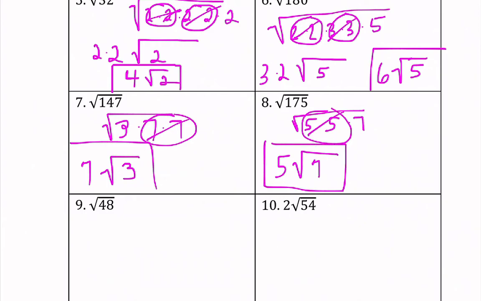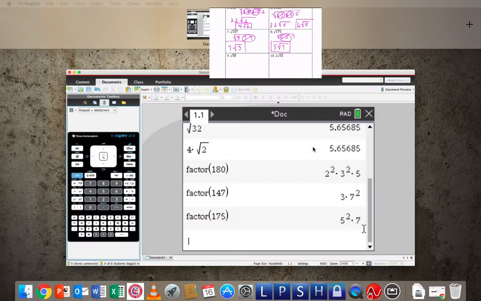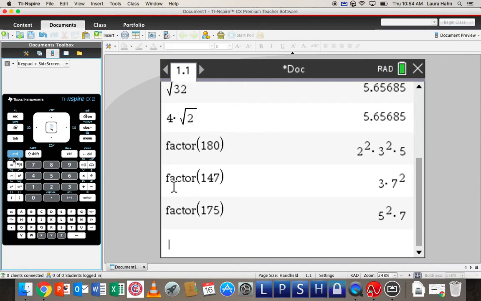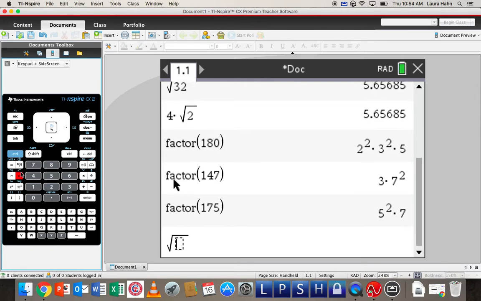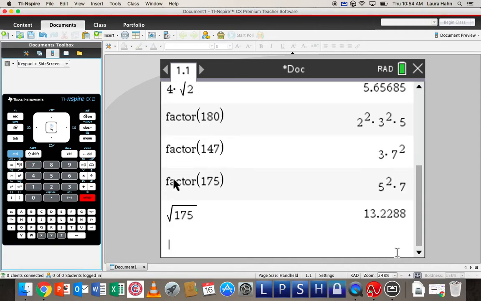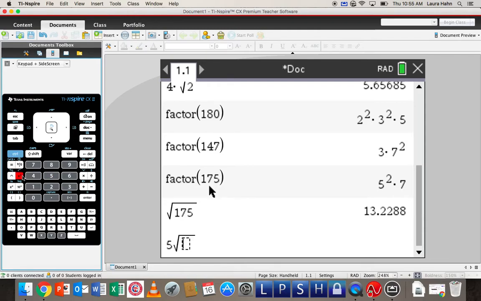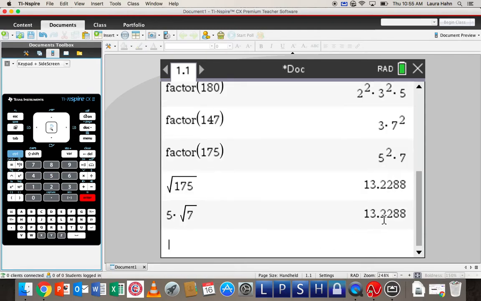Okay, remember, I'm going to do it one more time. Just type this in and then type this in the calculator to show you how they are equivalent. So the original problem was the square root of 175. Notice what it gives me. All right, our final answer was 5 square roots of 7. Notice these two numbers are exactly the same. These two expressions are equivalent. This is just the simplified version.